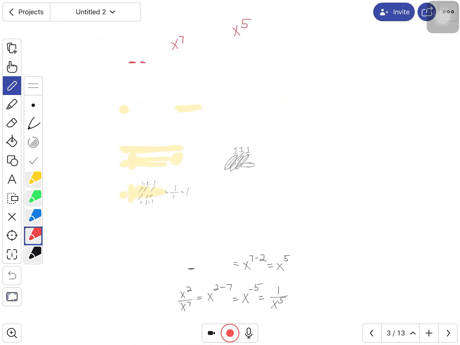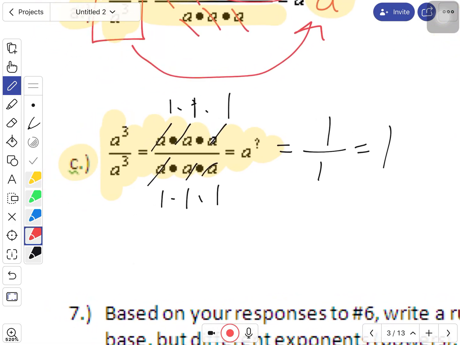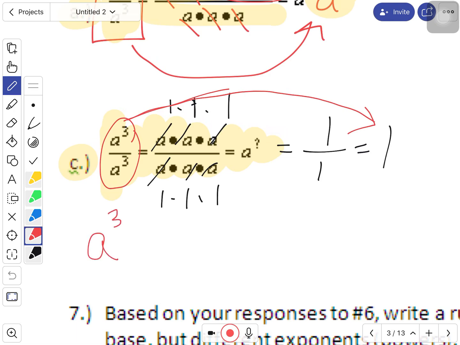We actually did this in the little exploration I had you do. I don't know if you noticed it or not. It was in part C right here. So let's take a look. Go ahead and flip back for a second. Do you see how we had a to the third over a to the third? And we got 1. Well, remember, according to our quotient property, we're allowed to subtract these exponents. So a to the third over a to the third is the same as a to the 3 minus 3, which is a to the 0th power, which gives you 1.